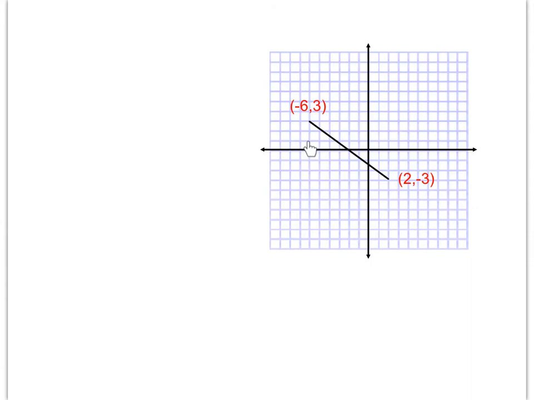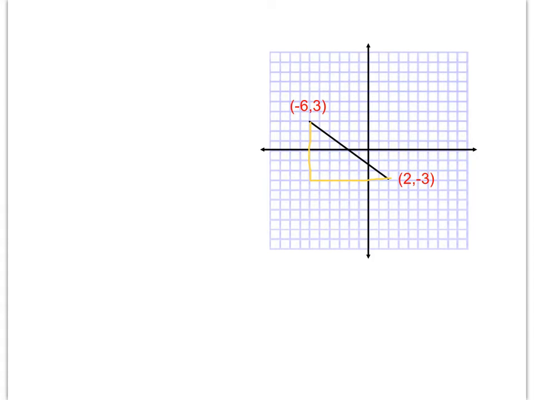Okay, let's find the distance from -6, comma 3 to 2, comma negative 3. Same idea once again. I'll do it in, I was going to do it in yellow, but sure, we'll try it in yellow. I'm going to draw a right triangle. And I'm going to count my spaces.